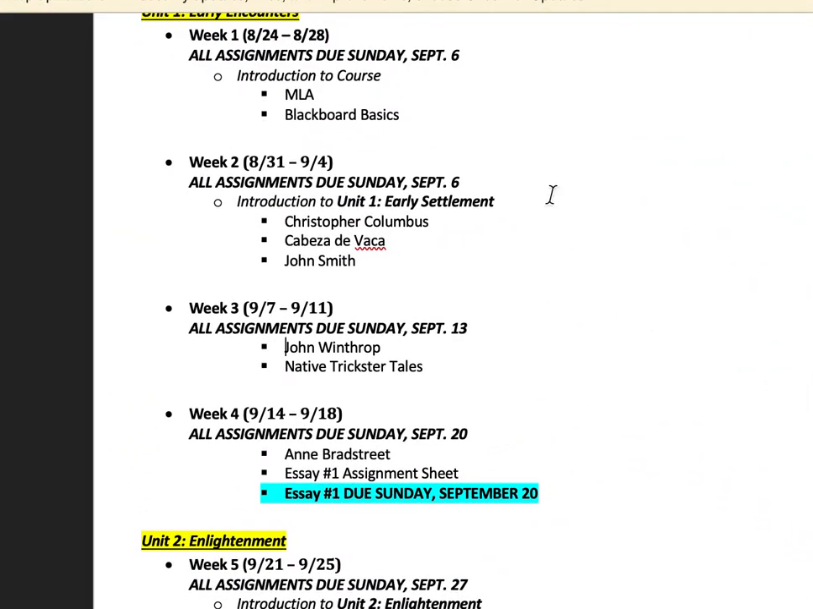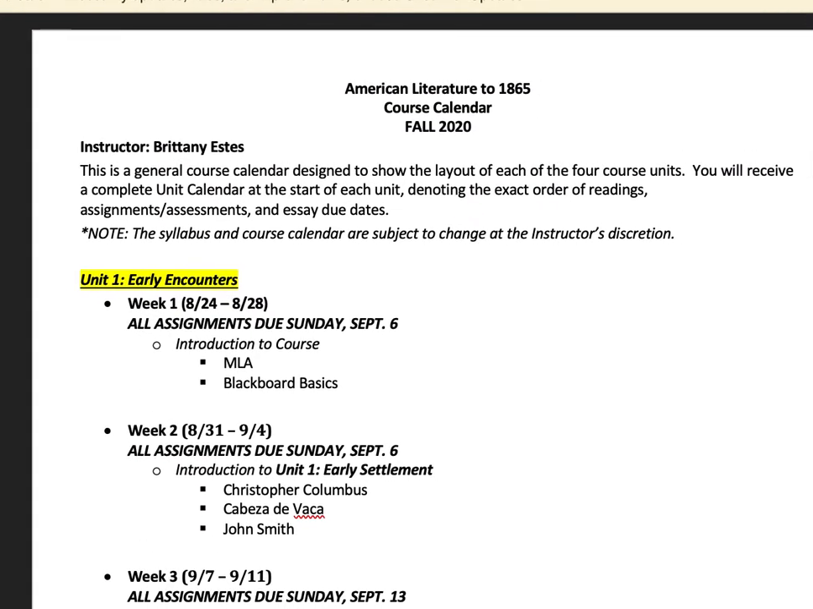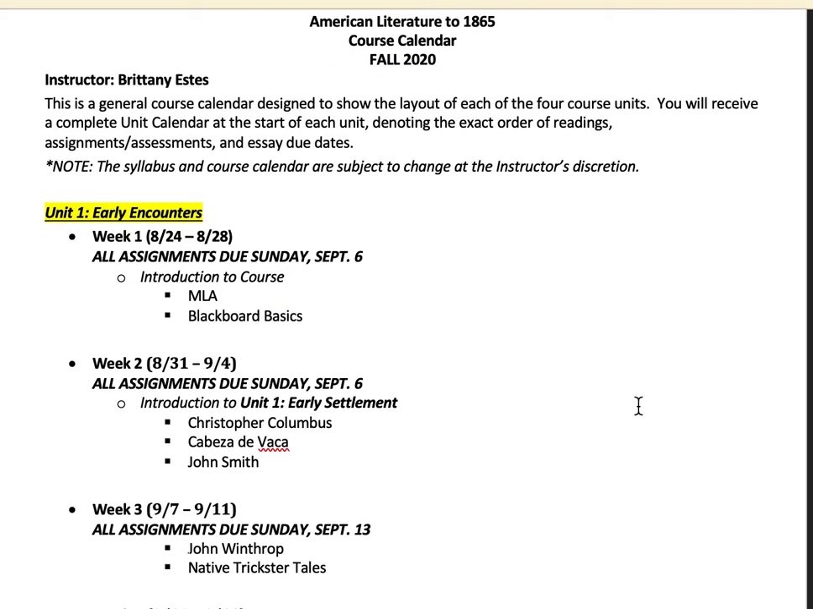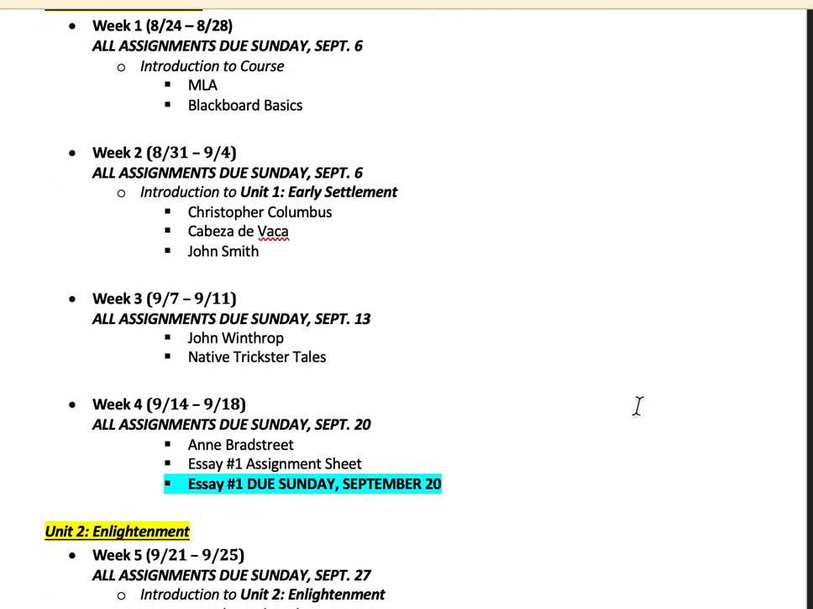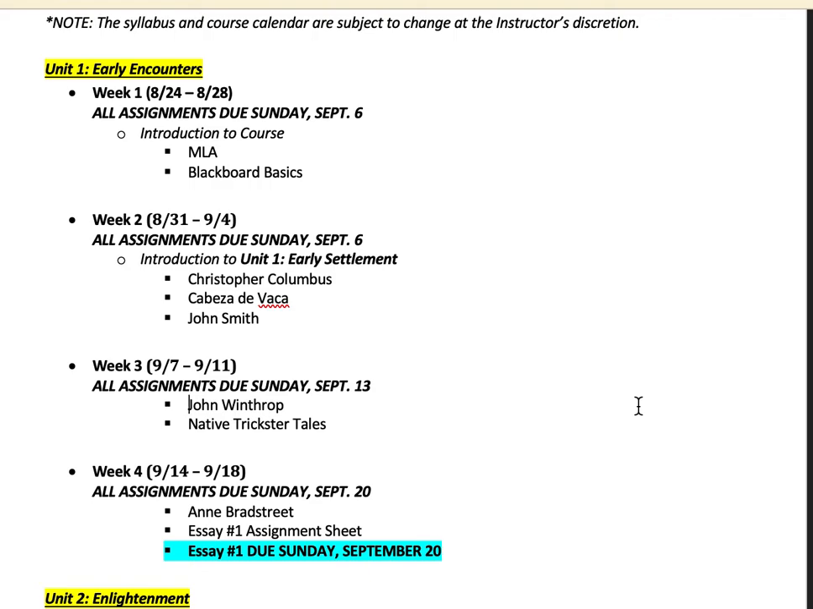So really quickly, I'm going to walk you through the course calendar, and this is just a high-level calendar. Like I said, every week you'll see it broken down, all of the assignments and everything. But at the high level, you'll see that the first 4 weeks are our early encounters. So we're looking at early settlers like Columbus and De Vaca. We're also looking, importantly, at a lot of marginalized voices in this course. This is not just the canonical text. We're looking at Native voices. We're looking at Latino voices.